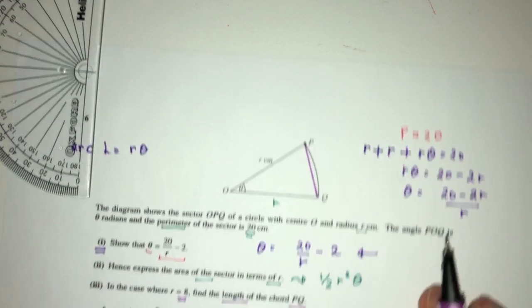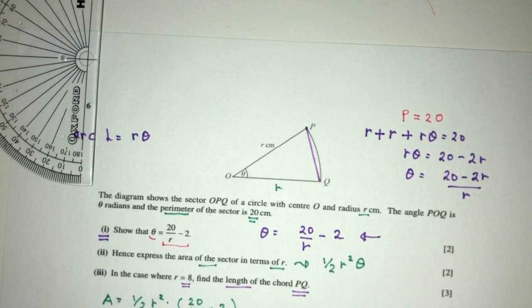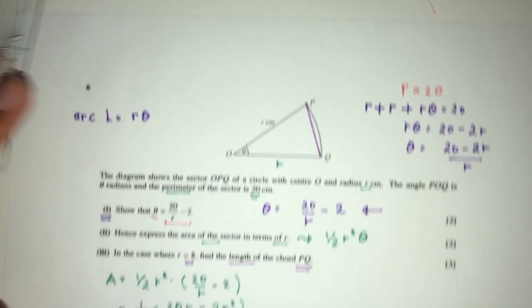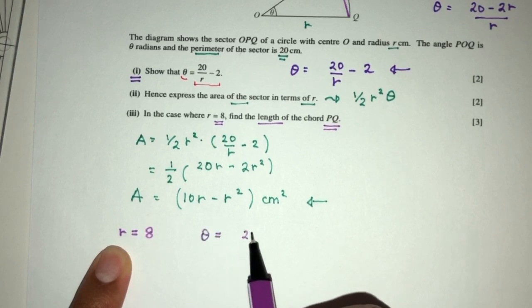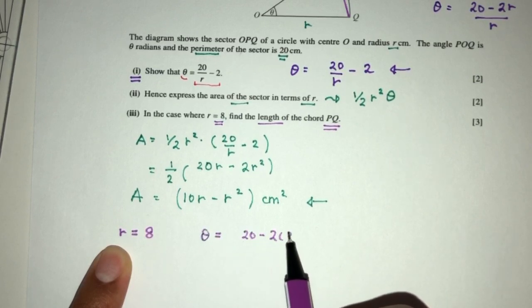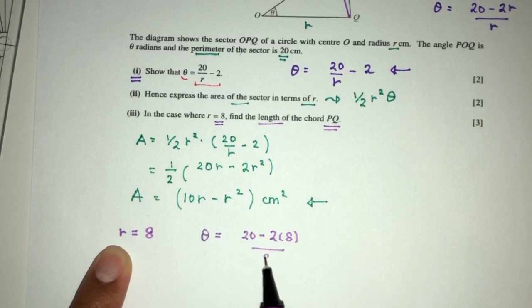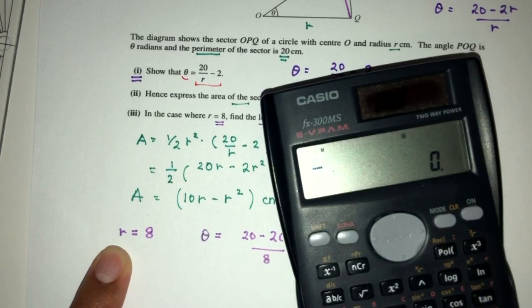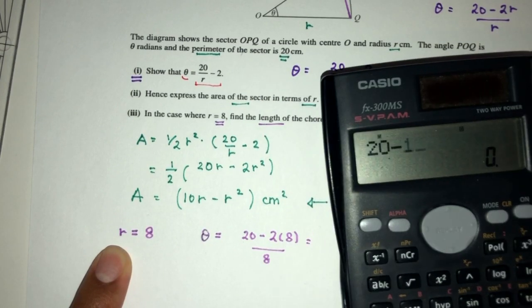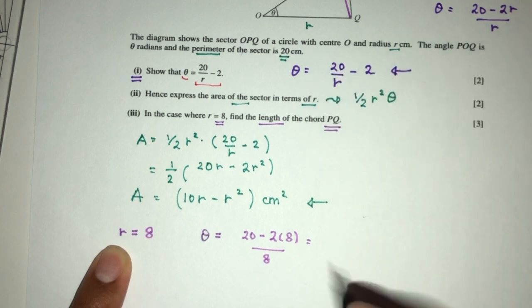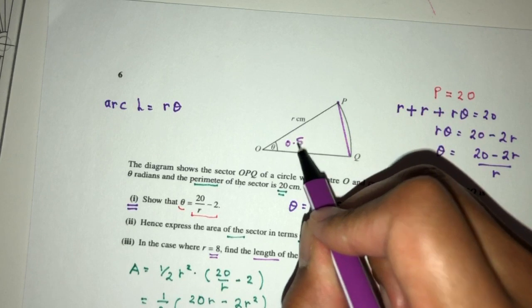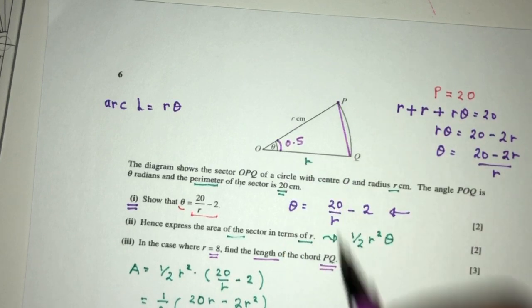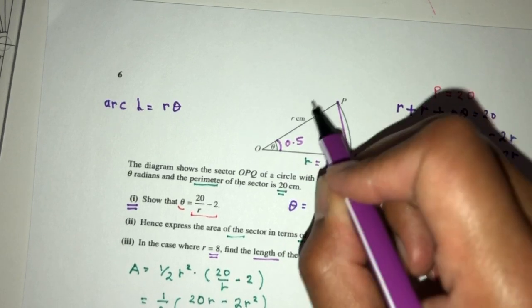So how can we find this? Pretty easy. Let's find out something. We have to use the value of R. So we realize that if R is equal to this, theta is equal to what? 20 minus 2R, which is 8, divided by R, 8. So 20 minus 16 divided by 8, that will be 0.5. So this will be 0.5 as the angle right here, when of course R is equal to 8.